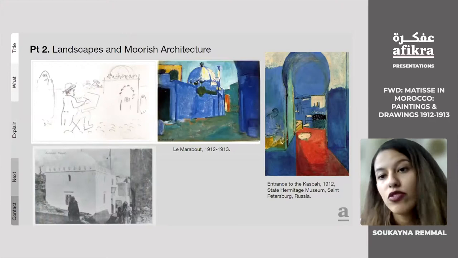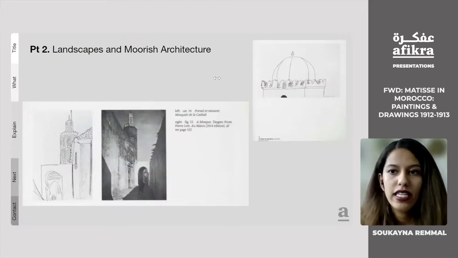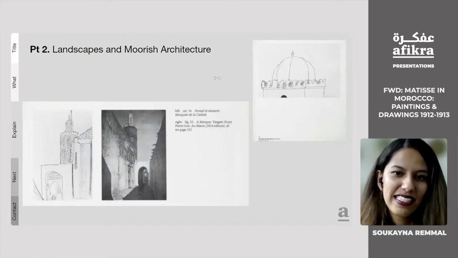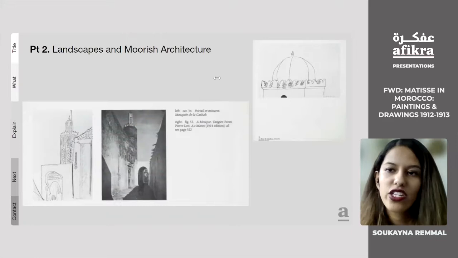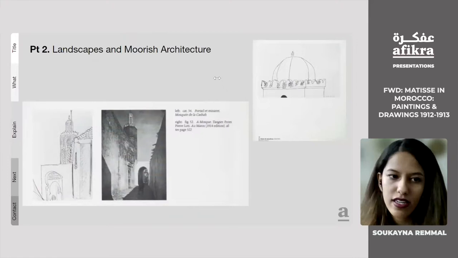So these are more examples of sketches and his interest in architecture and mausoleums and mosques, and overall this sense of detail that shows in the plethora of sketches that he took. Our experts say that he was more detail-oriented when it came to architecture than with portraits, where he took a bit more liberty here and there.